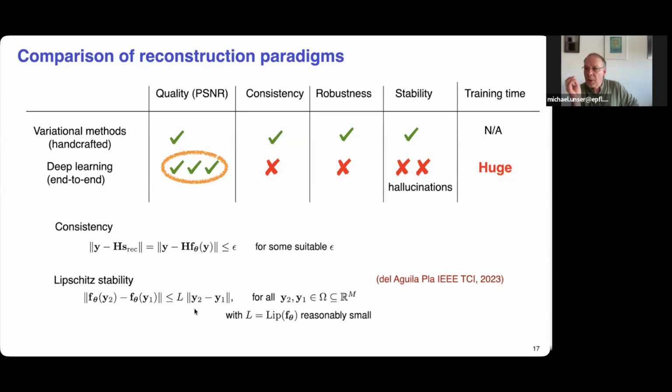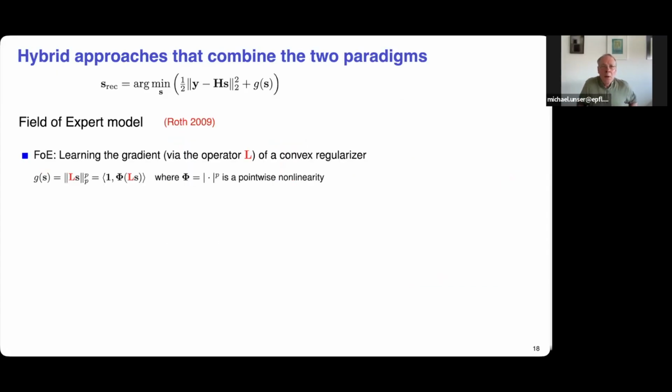And what do you mean by stability? If you have some measurements, y, and you perturb your measurement a little, just a tiny perturbation, you don't want your reconstruction to change dramatically. Actually, this is not at all guaranteed when we use deep learning techniques. And that's actually the source of hallucination, because you don't have this kind of stability constraint. But then, of course, there came hybrid approaches that combine the two paradigms.